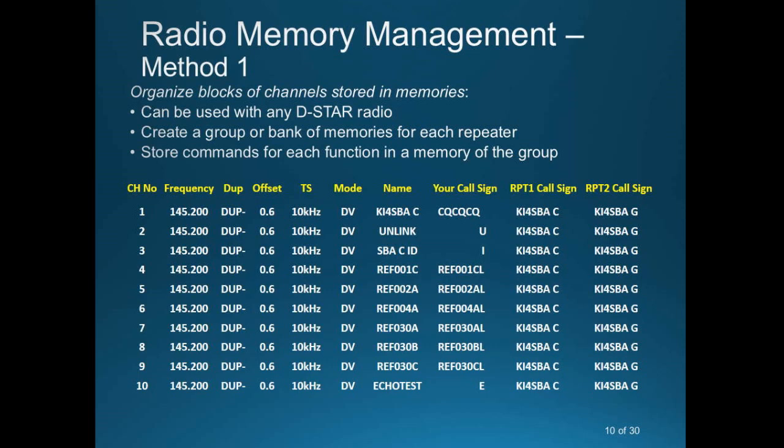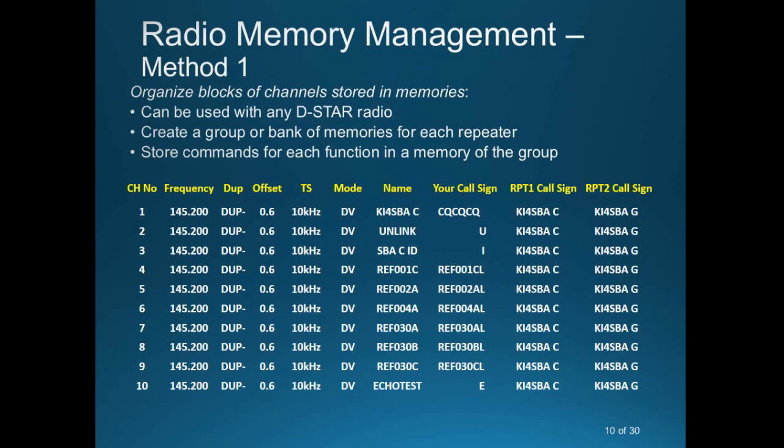So what I would do is, if I just wanted to talk, I would select memory 1. If I wanted to link to Reflector 30 Charlie, I would select memory 9, key the radio. It issues the link command, and I'd go back to memory 1. And I would have some of my favorite reflectors in there. I would also have the echo command, the unlink, and the info command that I could bring up.